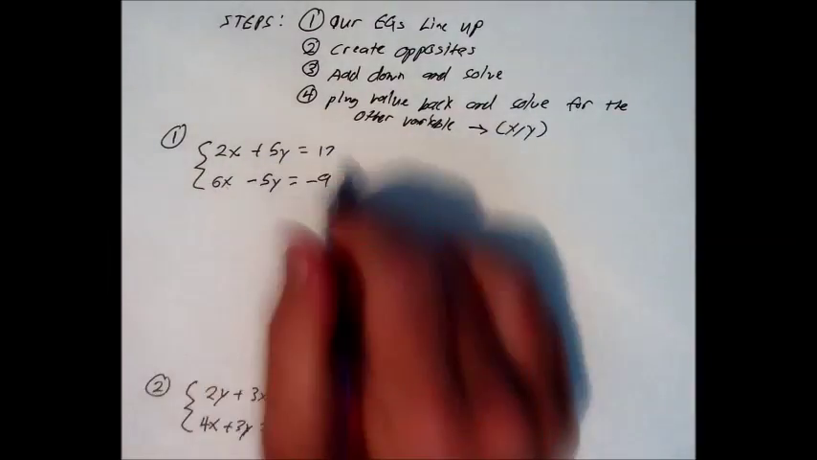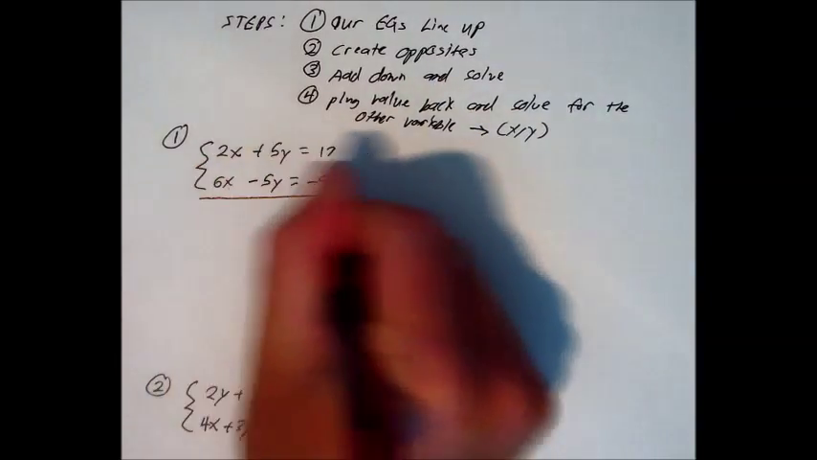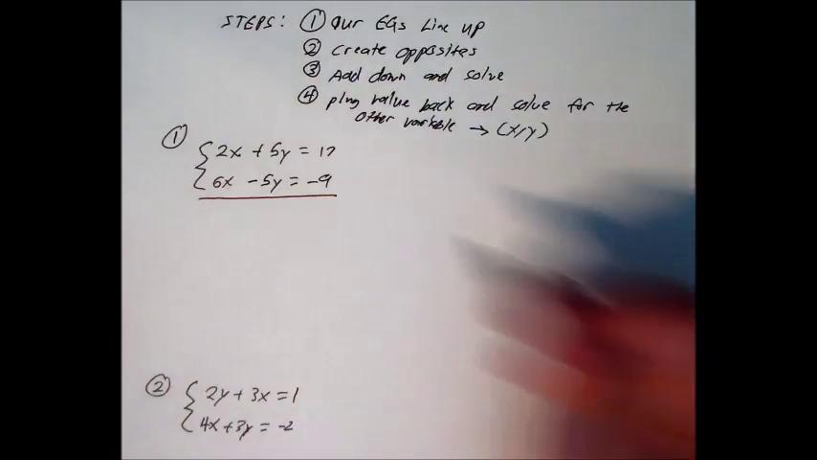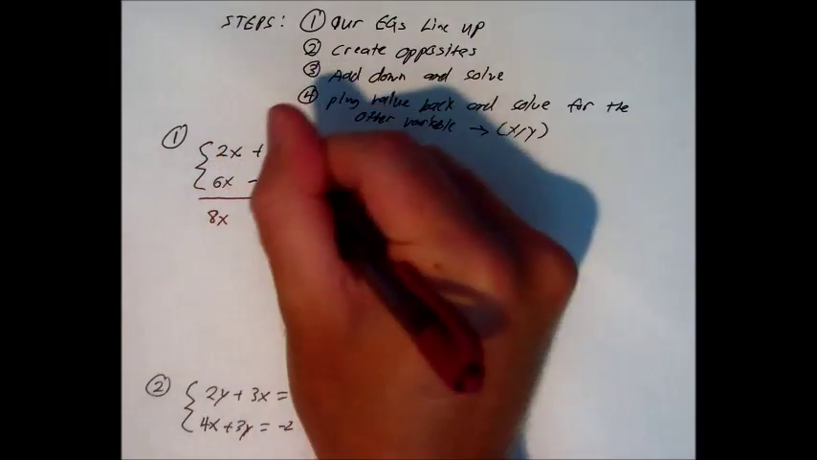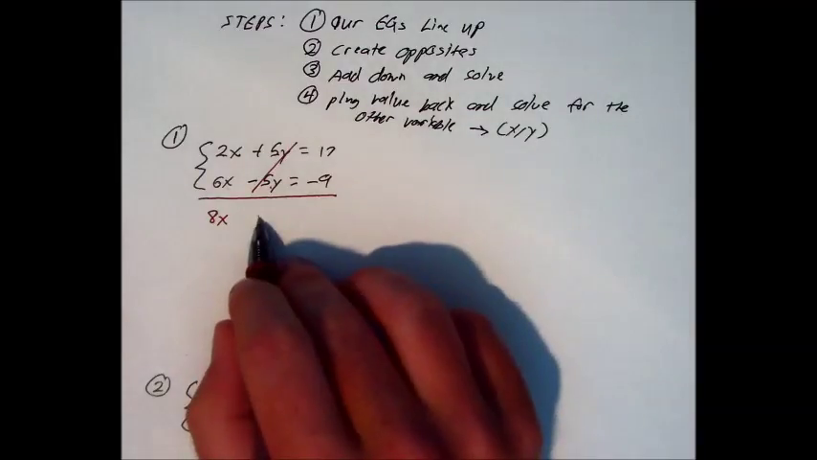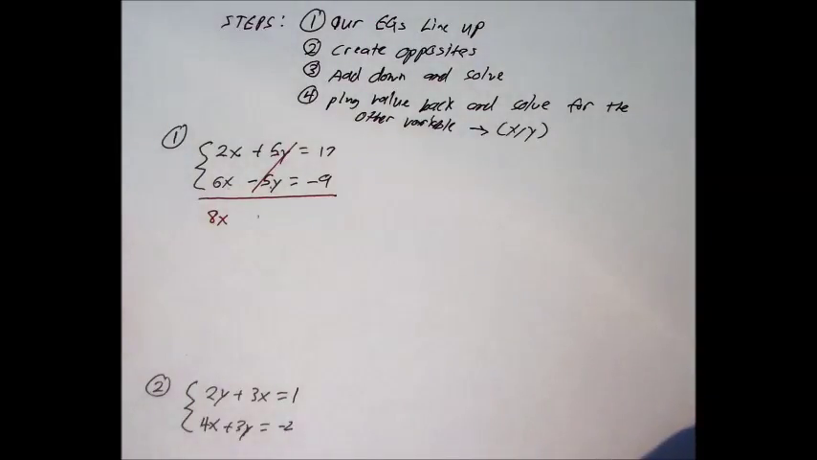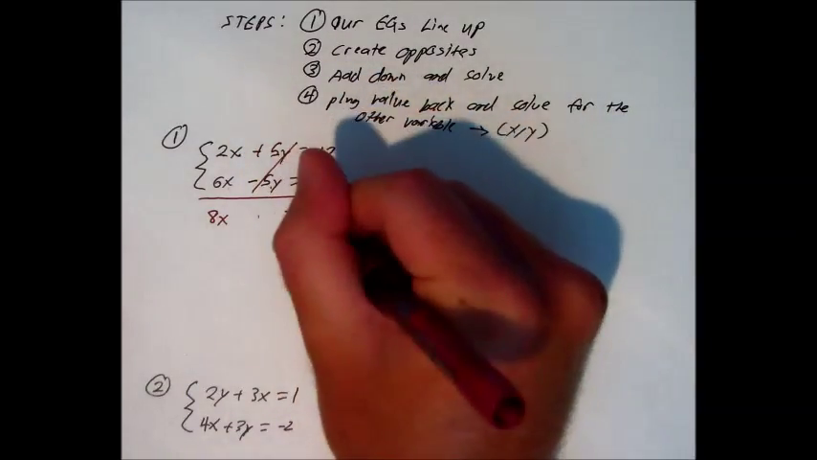Okay, so in this case, I can now go on to step 3, which means I'm going to add down and solve. So the way I do it is I like to put my line and add down. So 2x plus 6x is an 8x. 5y minus 5y is 0. I could write 0y there, but I'm not going to. I always just cross off my equation like that. Equals 17 minus 9 is 8.